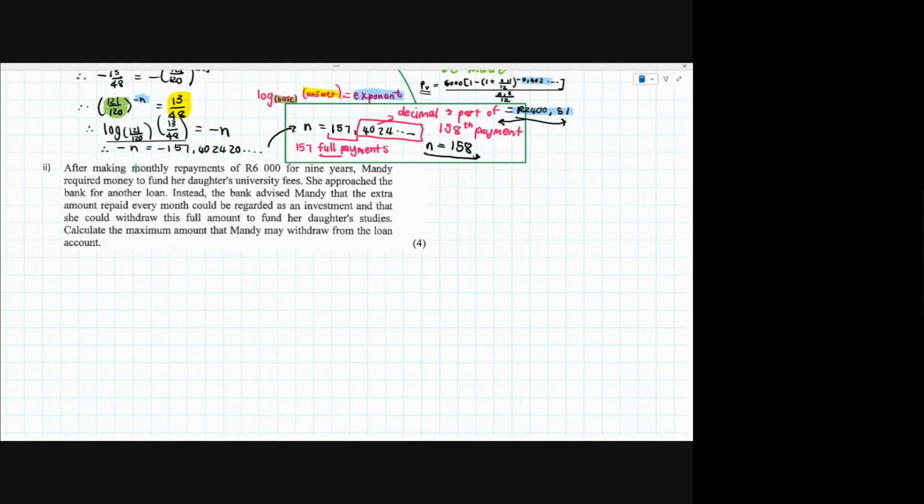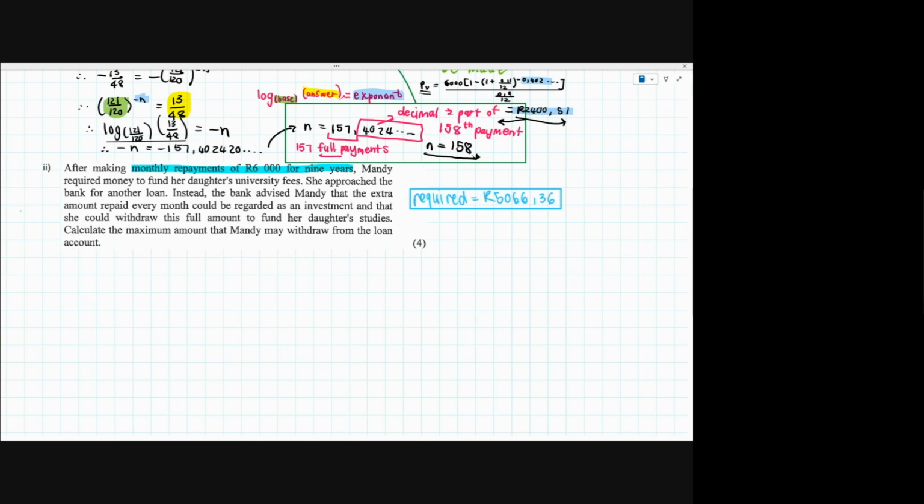So after making monthly repayments of 6,000 Rand for 9 years, for 9 years she has paid the bank 6,000 Rand every single month to repay her loan. After those 9 years, she now has to pay for her daughter to go to university. And so instead of granting her another loan, the bank said, okay, but you've already been paying us extra anyways. Because remember, at the start of this question, it said that the required monthly repayment was only 5,066 Rand 36 cents. So she decided to pay an extra couple hundred Rand every month in order to repay her loan.